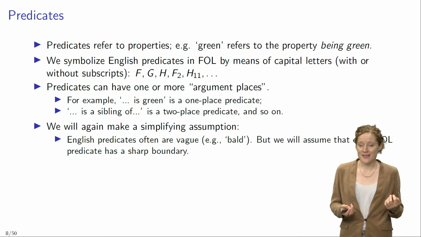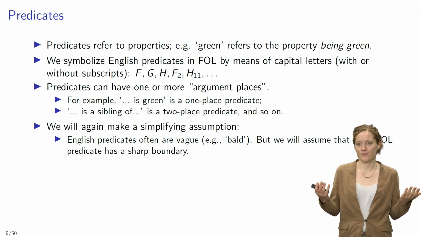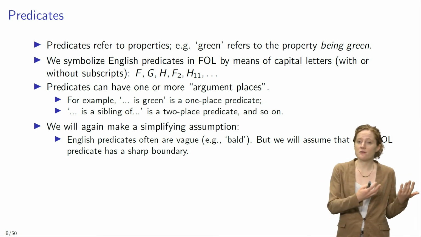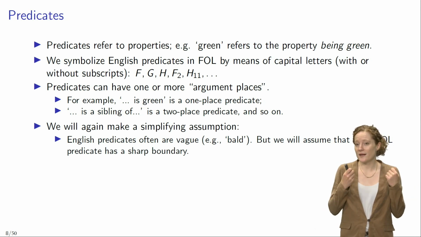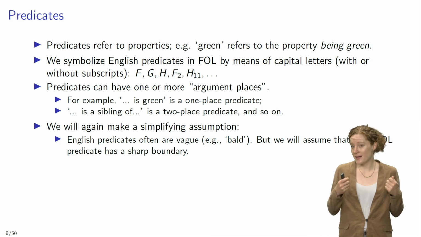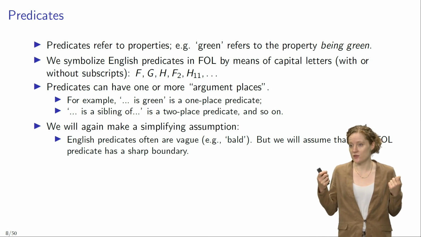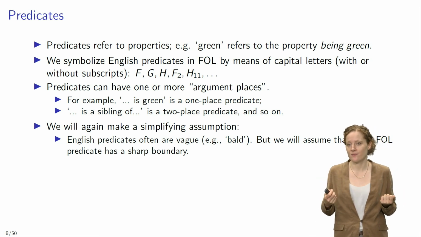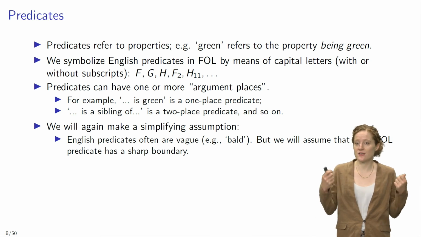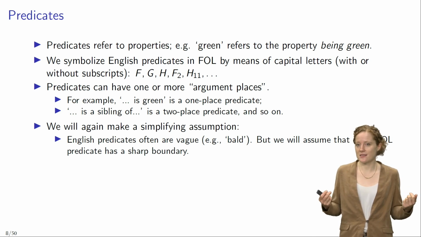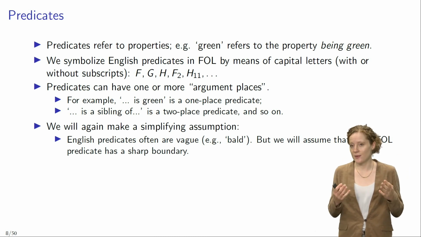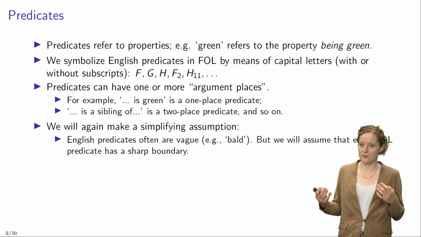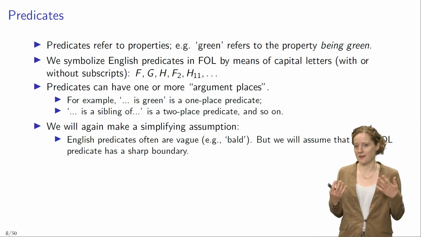Now, predicates can have one or more so-called argument places. So for example, is green is a one-place predicate, meaning that you need one name and combine that one name with the predicate is green to form a complete sentence. So for example, the tree is green is a complete sentence, and here I have taken just one name, the tree, to supplement the predicate is green and was able to form a complete sentence in this way.